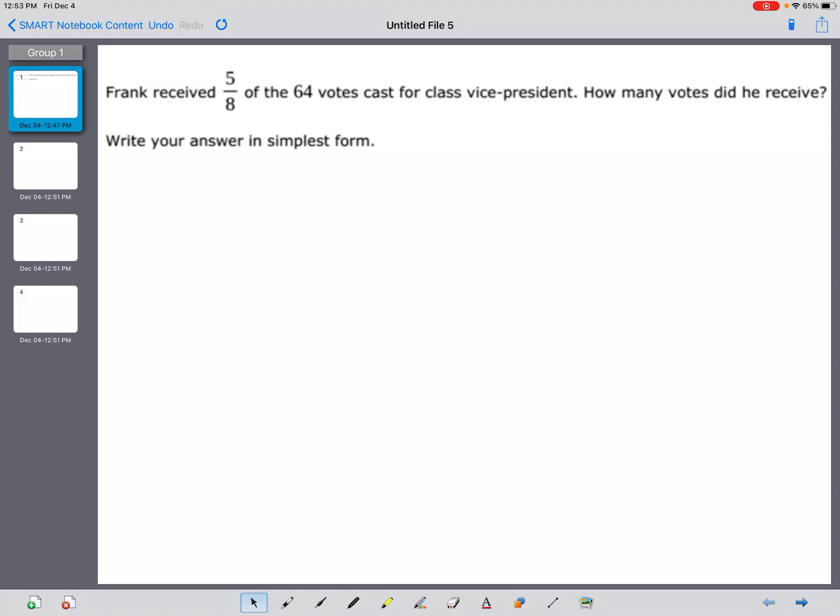Frank received 5/8 of the 64 votes cast for class vice president. How many votes did he receive? Write your answer in simplest form.